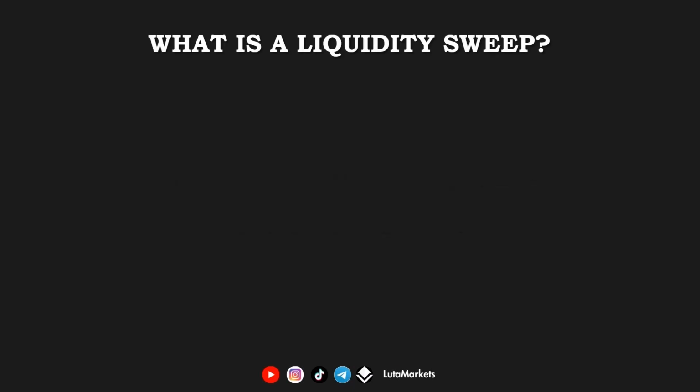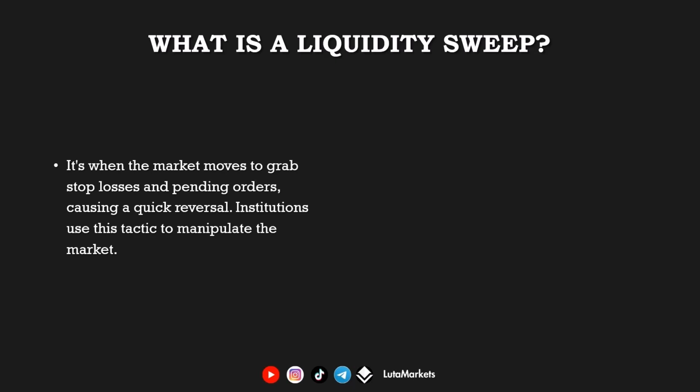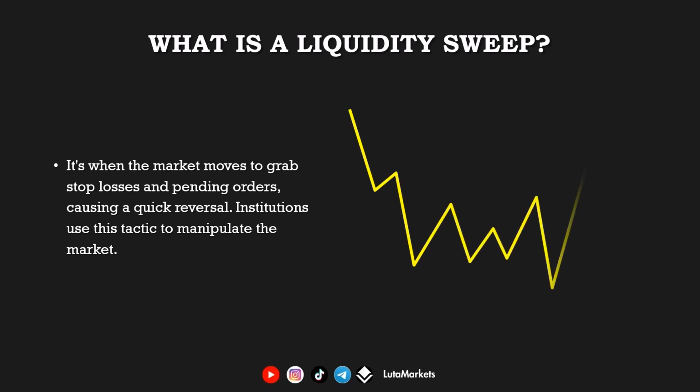Let's get into it. Alright, so what's a liquidity sweep? It's when the market moves towards a key price level to grab liquidity, things like stop losses and pending orders, before quickly reversing. Essentially, it's a tactic used by the market to stop out traders before making a real move. Big institutions and smart money often take advantage of this to manipulate the market in their favor, leaving retail traders on the wrong side of the trade.